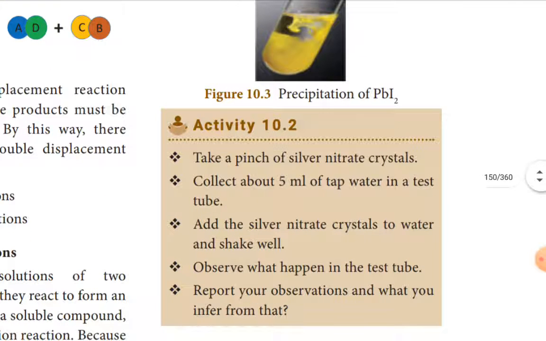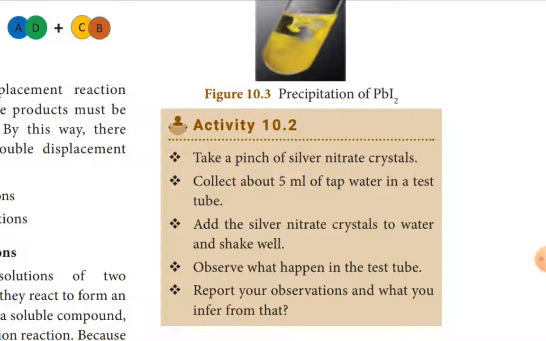Then next is Activity 10.2. Take a pinch of silver nitrate crystals. Collect about 5 ml of tap water in a test tube. Add the silver nitrate crystals to the water and shake well. Observe what happens in the test tube. Report your observation and what you infer from that.